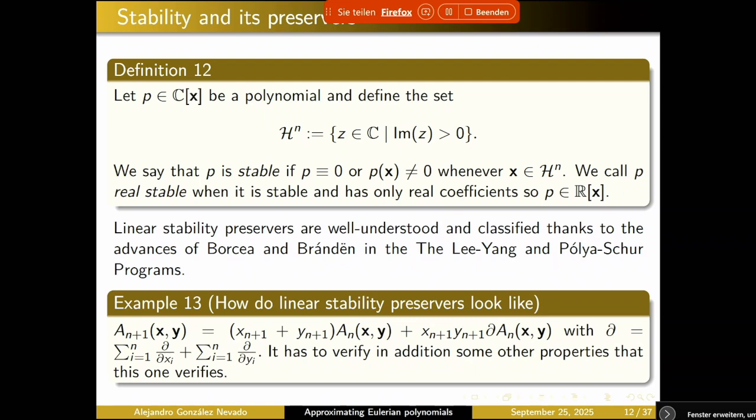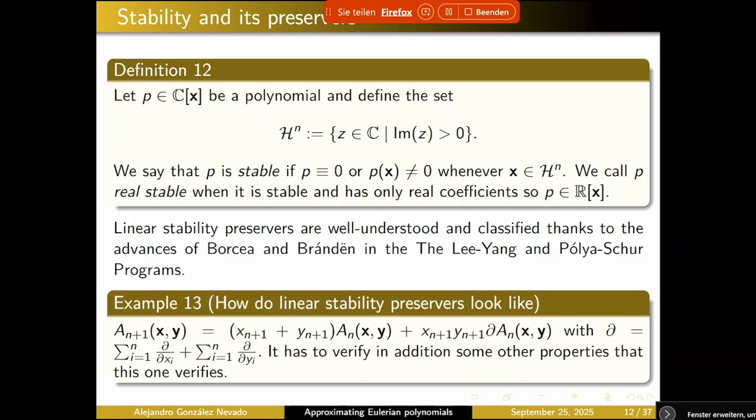So you will see why I use this transformation. There can be other transformations, but this is an example, right? So you start with a stable polynomial here in n variables, and then you do this transformation that is linear. As you can see, it's linear in the polynomial. You can see that it verifies some properties of one theorem of Borcea and Brändén.